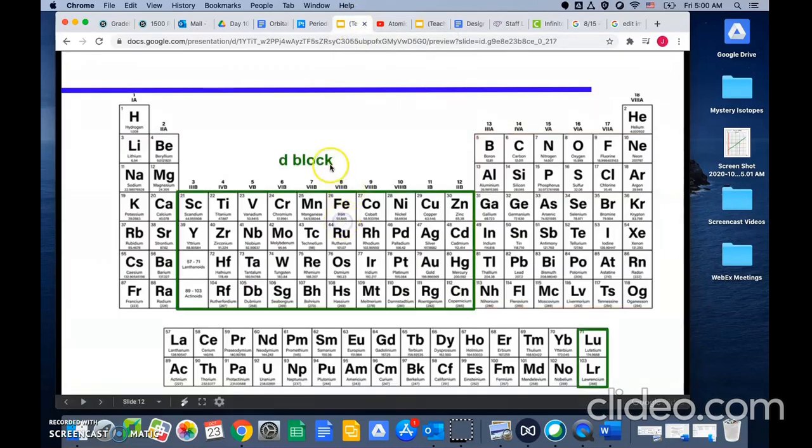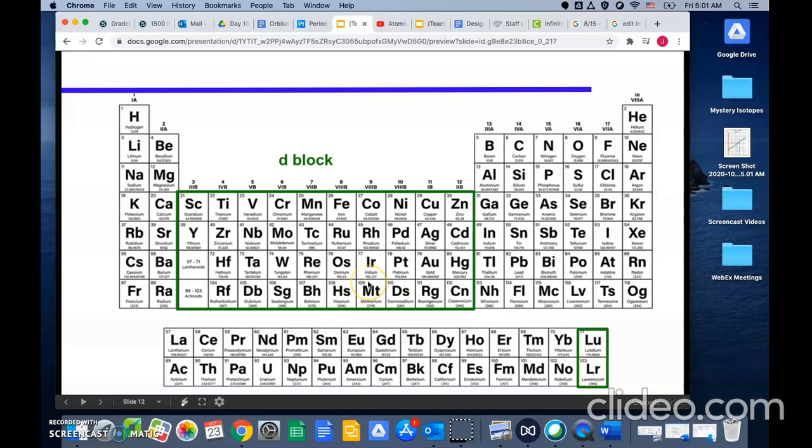So this is the d block right here. It's going to be from scandium to zinc, from yttrium to cadmium, from hafnium to mercury, from rutherfordium to copernicium, and then lutetium and lawrencium.